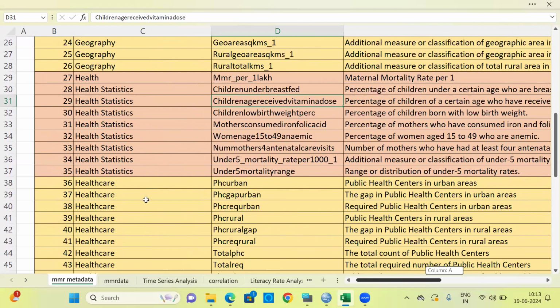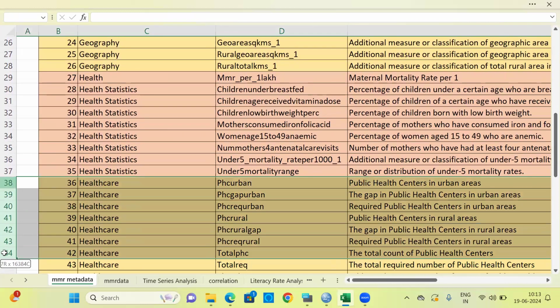The next set of variables that I have are healthcare related variables. Here you have information about public health centers in urban areas, the gap in public health centers in urban areas, required public health centers in urban areas, so on and so forth.